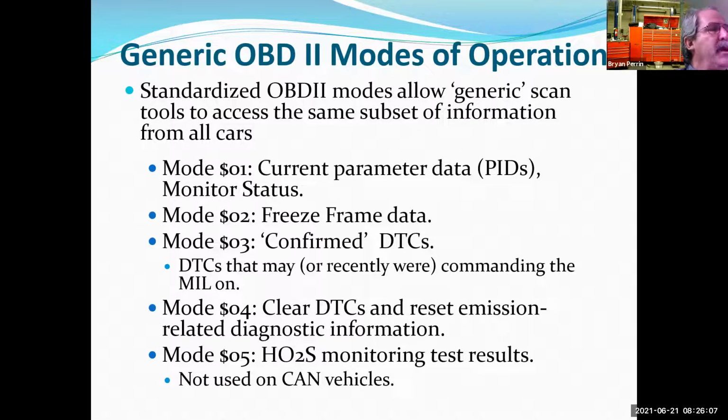And everything in OBD II is done in what's called hexadecimal. Hexadecimal is a scientific numbering system based on 16. And that's what the dollar sign in front of mode 1, mode 2, mode 3 means, that it's a hexadecimal number. So it's a 0 and a 1, or it's a 0 and a 5. Like I said, the hexadecimal system is a 16-digit numbering system.